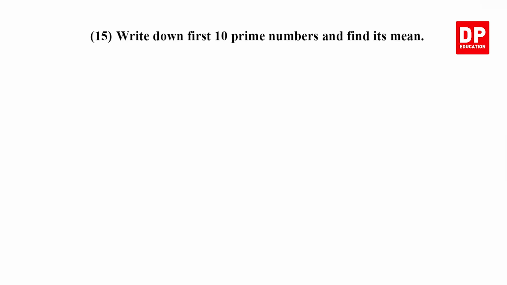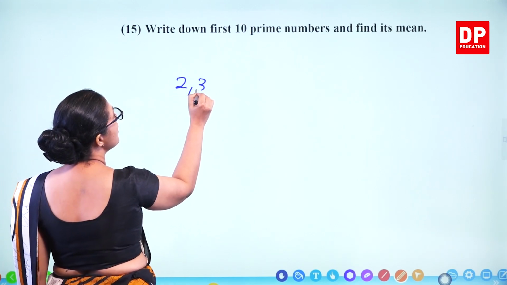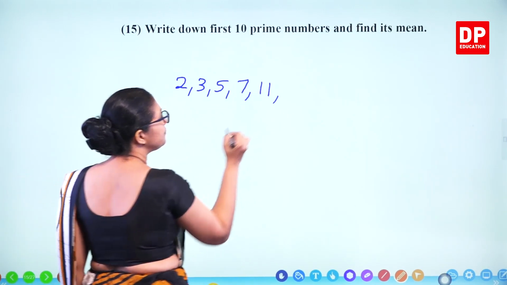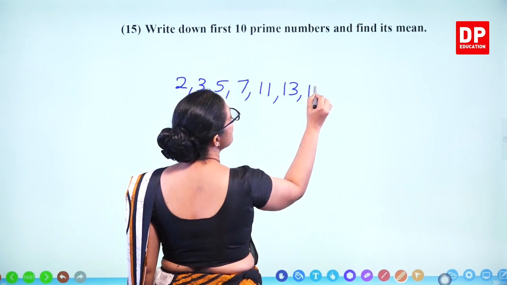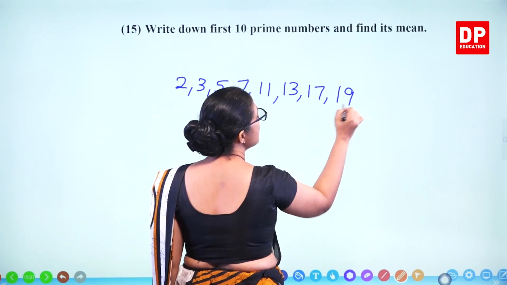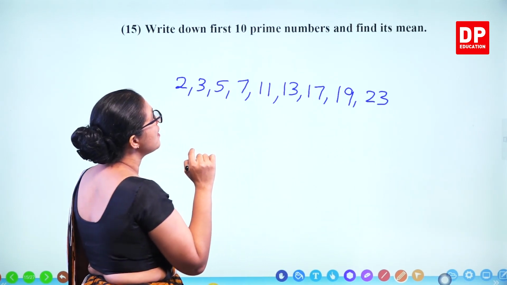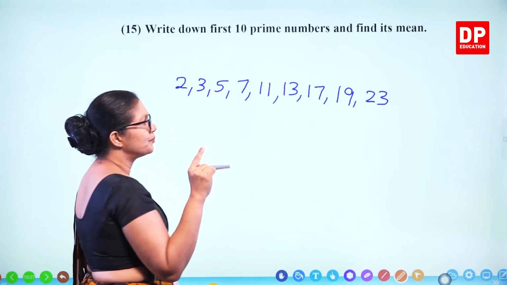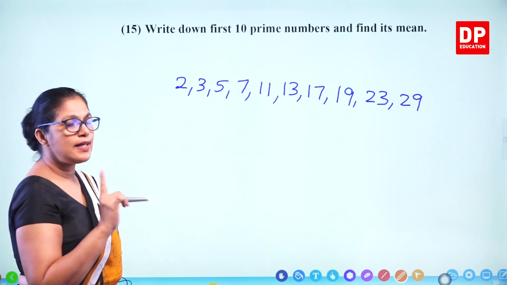Question number 15. Write down the first 10 prime numbers and find their mean. So what are the first 10? 2, 3, 5, 7, 11, then 13, 17, 19, 23. See how many now? 1, 2, 3, 4, 5, 6, 7, 8, 9. One more. 29. Those are the first 10 prime numbers.